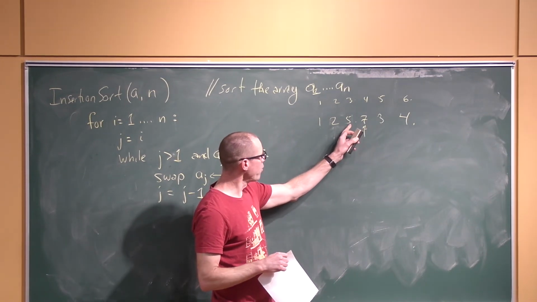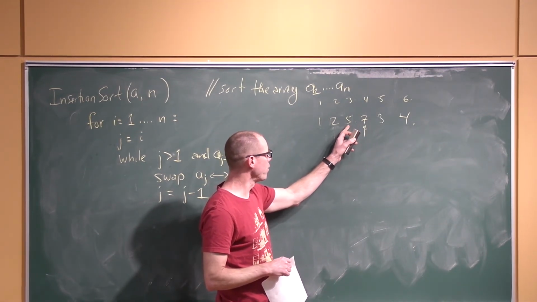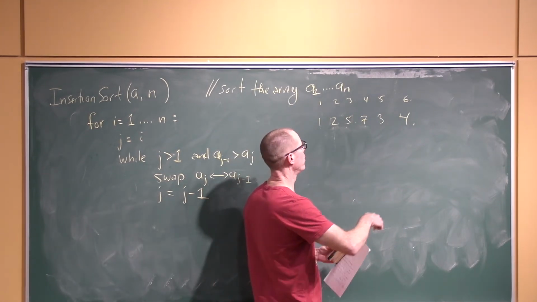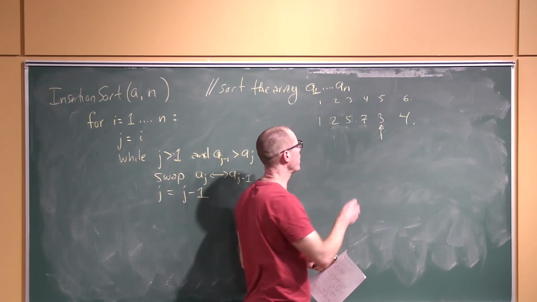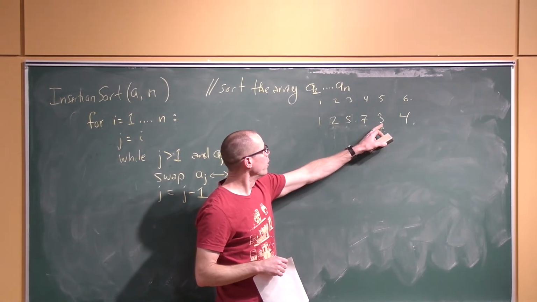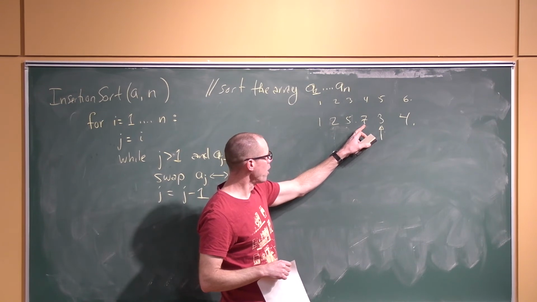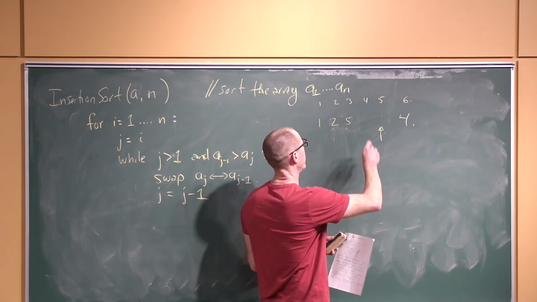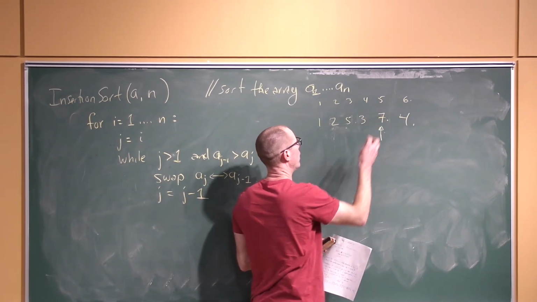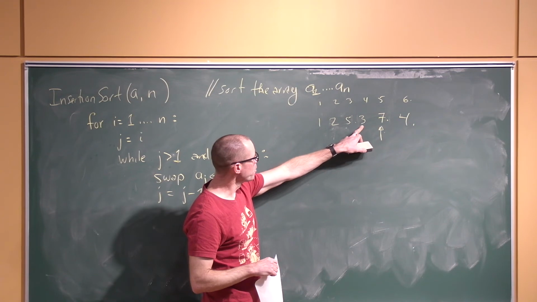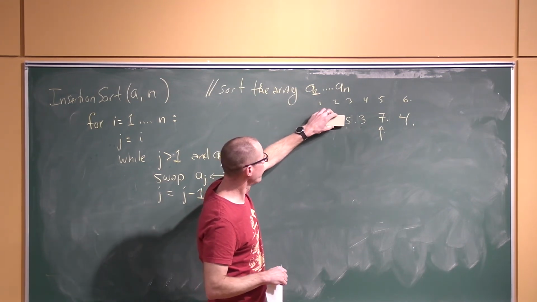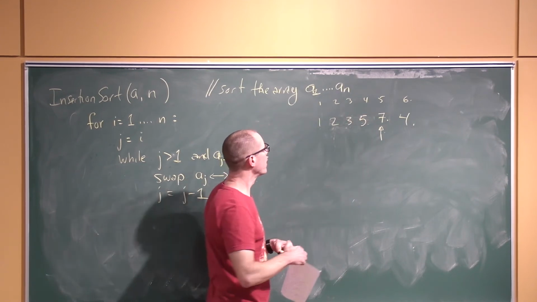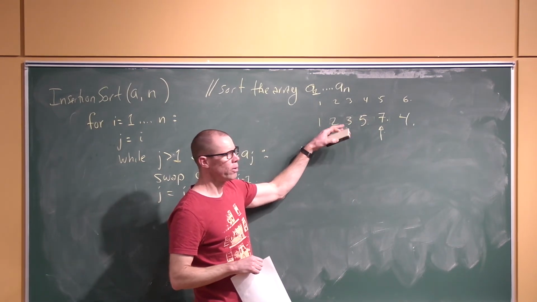First time through the loop, 7 is bigger than 5, so we immediately stop and move on to this thing. First time through the loop, 3 is smaller than 7, so we swap these two. Now j is pointing at 3. 3 is smaller than 5. Swap those two. And now 3 is not smaller than 2, so we stop.